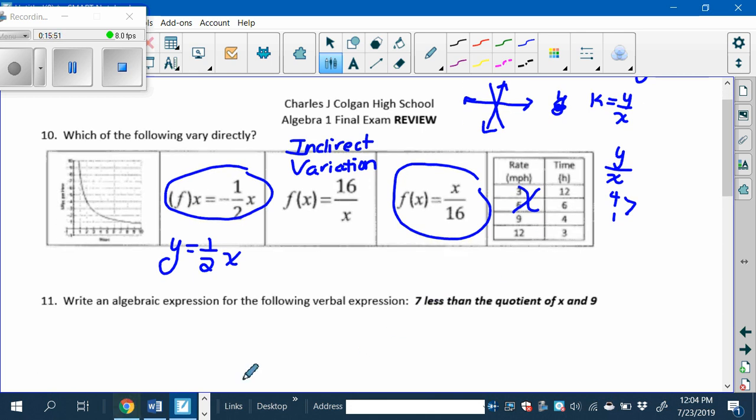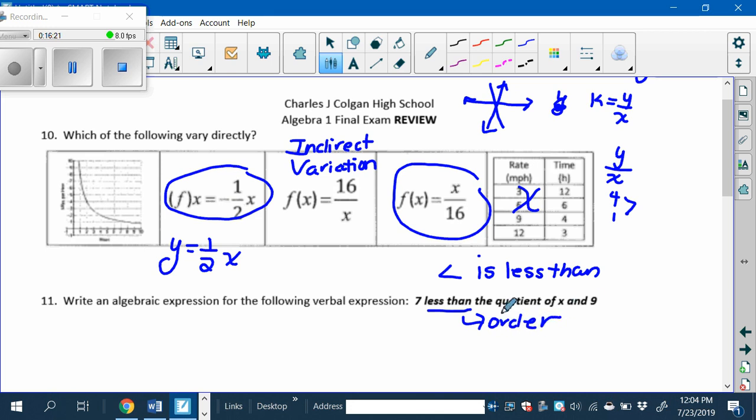Okay? Now, when you write an algebraic expression for a verbal expression, remember that when you have less than, that usually does not mean this, okay? Is less than or is greater than is usually these inequality signs, okay? Less than means subtraction, but it means you change the order.